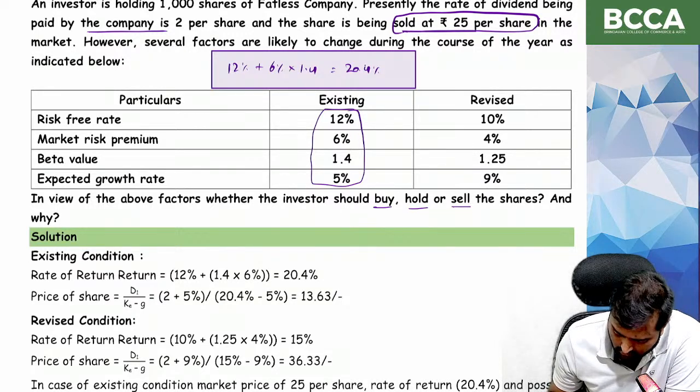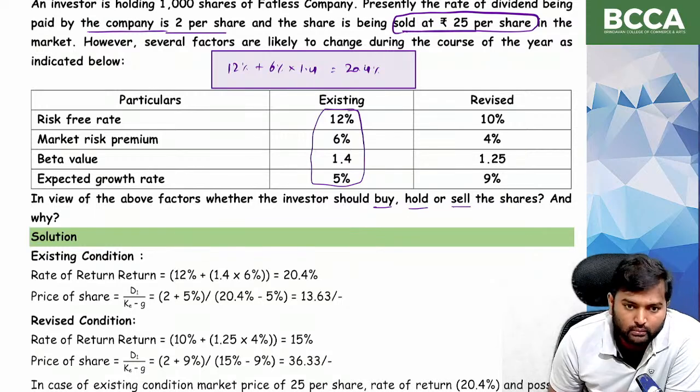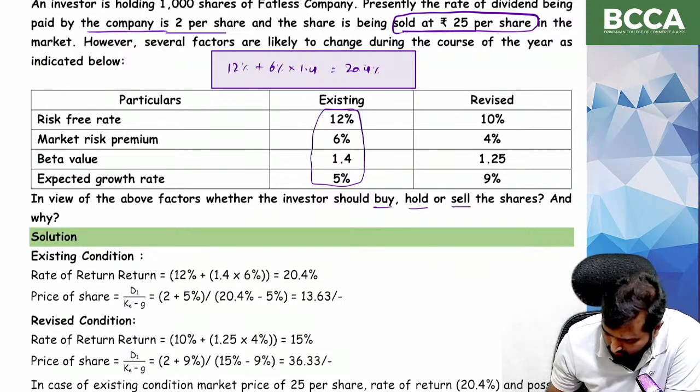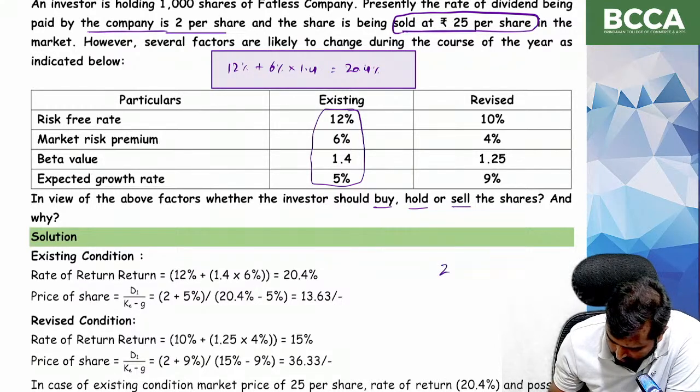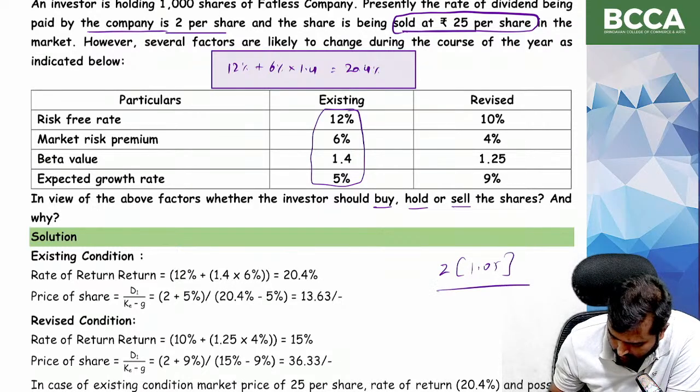How do we get the value of a share, price of a share using CAPM? Simple. Dividend paid 2 per share. Paid means D naught. So 2 into, what is the growth rate? 1.05 divided by 0.204 minus 0.05. Yes or no?